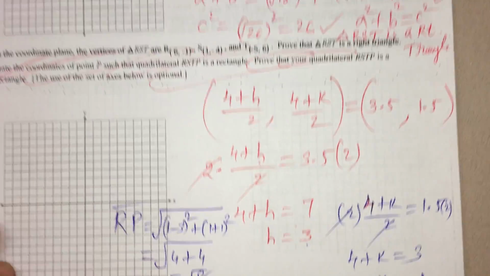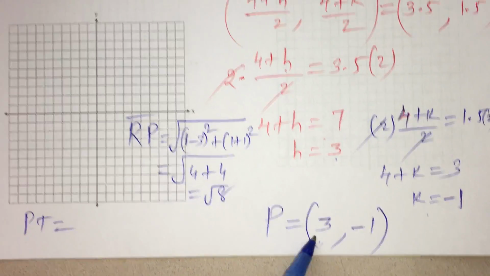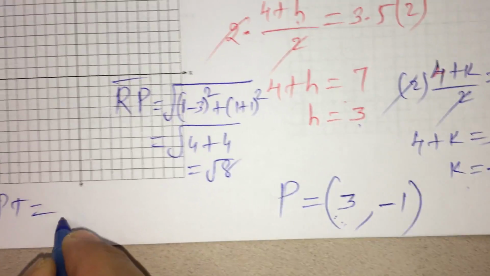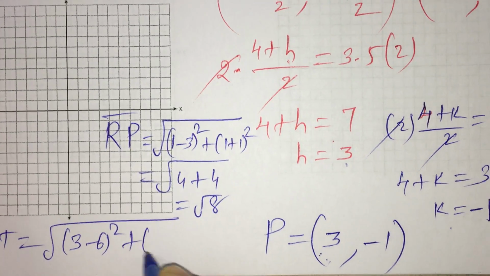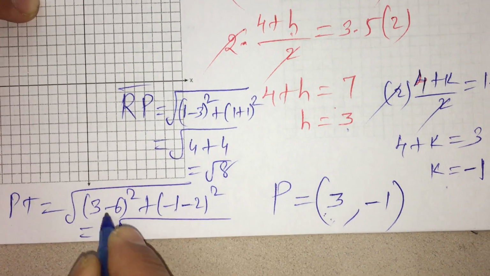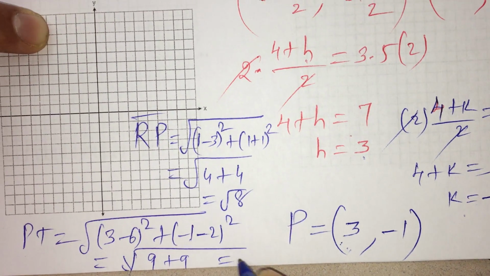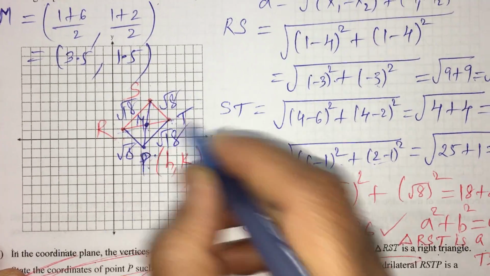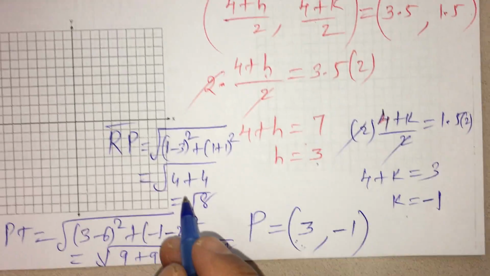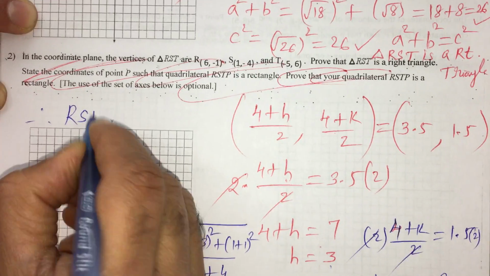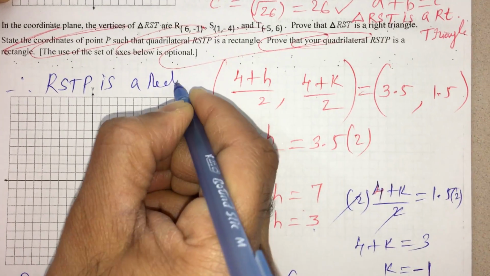In the same way, I had to calculate PT. How do I calculate PT? P is (3, -1) and T is (6, 2). So 3 minus 6 whole square plus negative 1 minus 2 whole square. On simplification, 3 square is 9 and this is 9. Root of 9 plus 9 is root 18. PT is root 18, and I got already RS as root 18. That means opposite sides are equal. Therefore, we can conclude already this angle is 90 degrees since it is a right triangle. Therefore, we can say RSTP is a rectangle. In this way, you have to prove this.